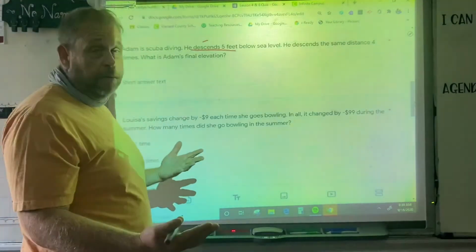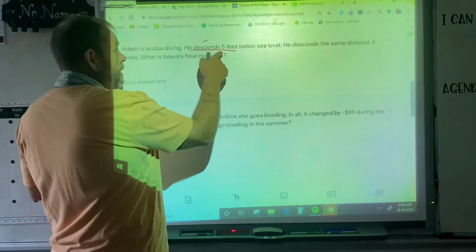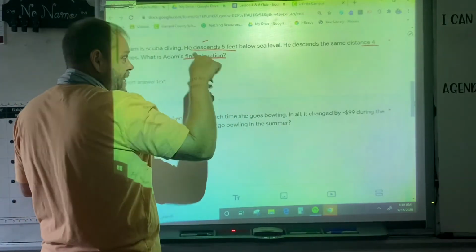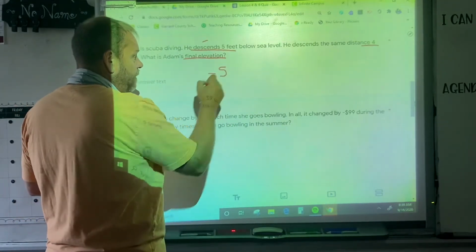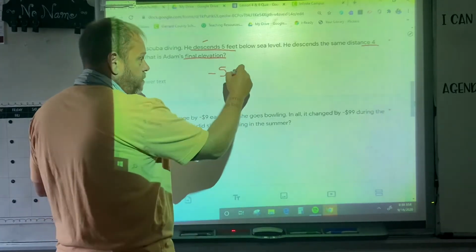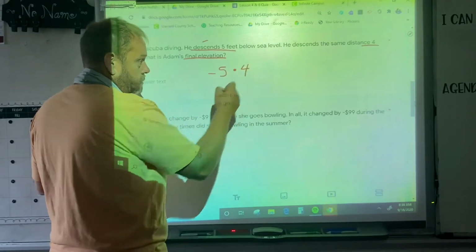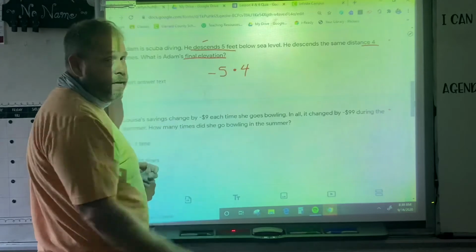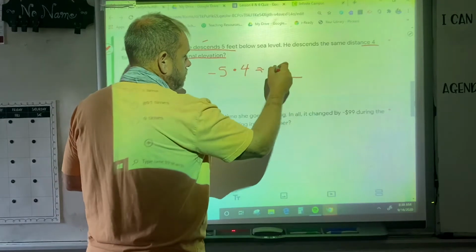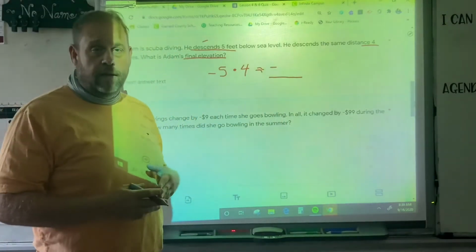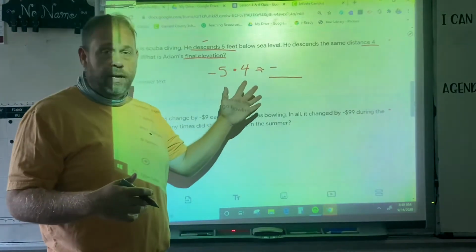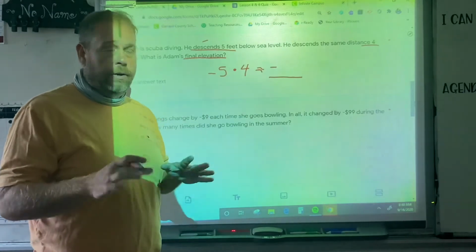A couple of different ways you could do that. We need to know what his final elevation is, and he went down 4 times. Okay, so he's going down negative 5 feet. He does that 4 times. My signs are not alike, so I know I'm going to get a negative answer. You can use a calculator at this point and get that, but put this in your notes, then go back and actually take the quiz. Just flat out put that in your notes, punch in a calculator, you're good.